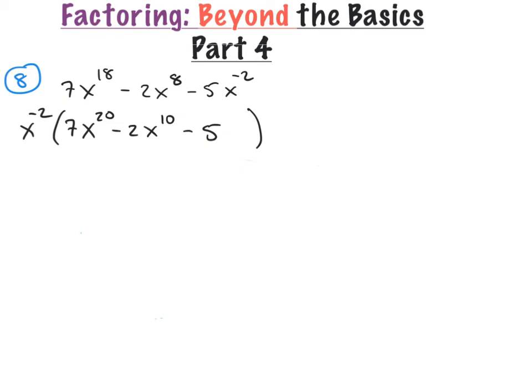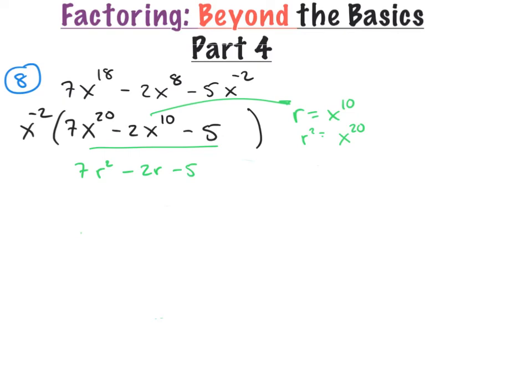What we have here now is quadratic in form on the inside of the parentheses. 20 is twice 10, so we can do a substitution where r is x to the 10th. So r squared is x to the 20th. So we would have in the parentheses 7r squared minus 2r minus 5.